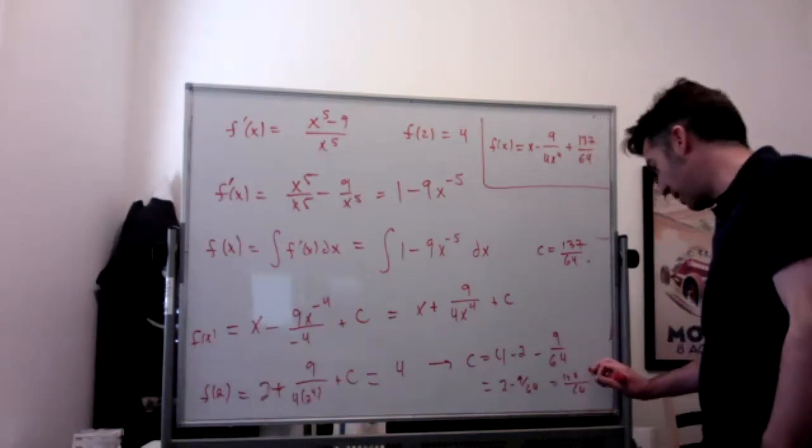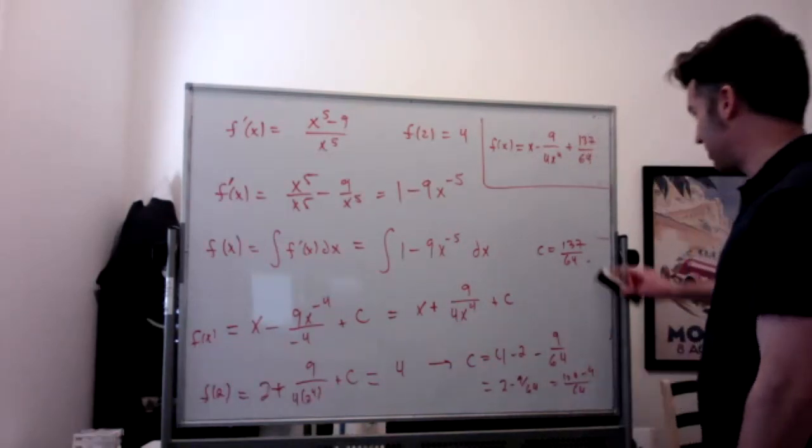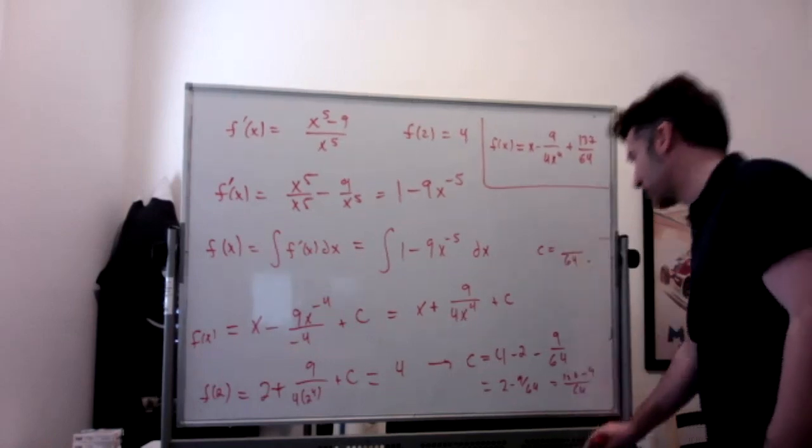So that should be 128 minus 9, and that's going to be 119 over 64.